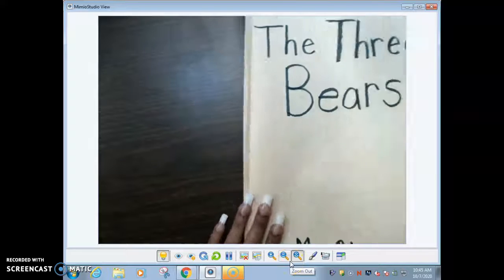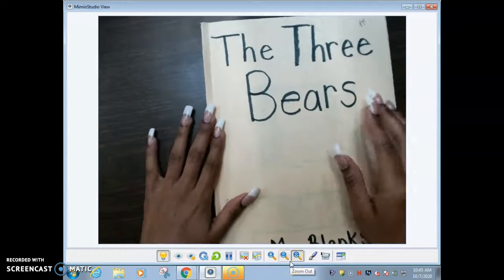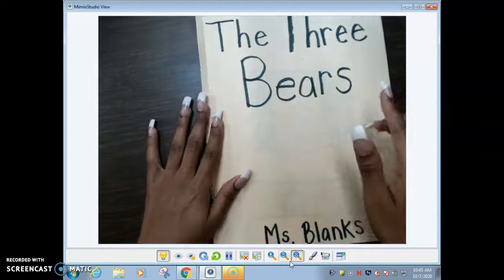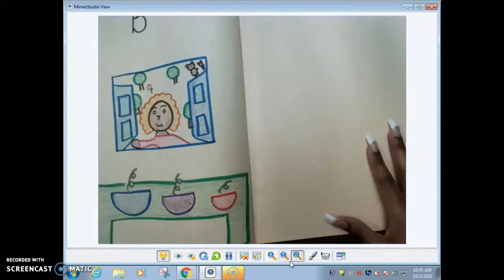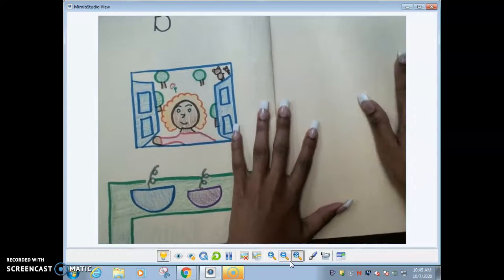Hello friends, so we started on our book, The Three Bears, and you were supposed to draw a picture of what you remembered in the beginning. Okay? So I'm going to start first.